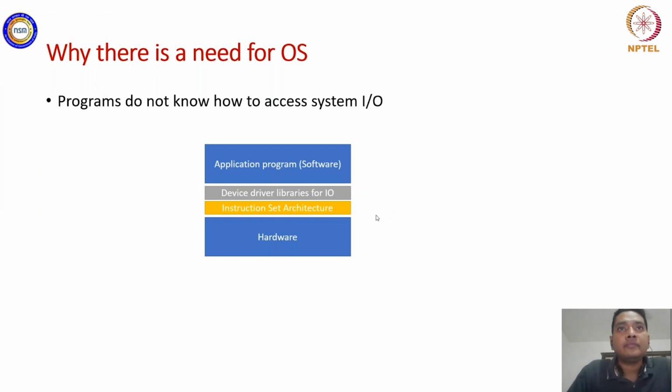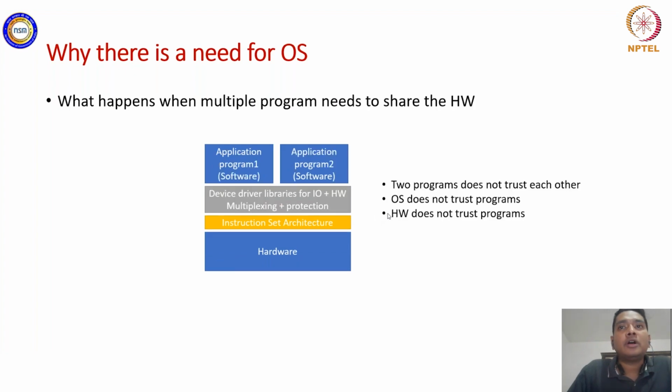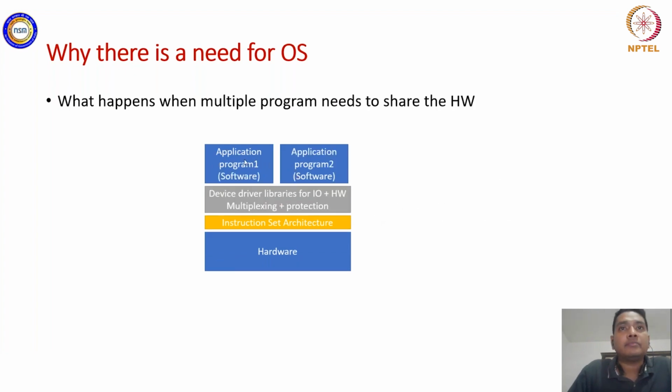Now, what if you want to run several programs, let's say program 1 and program 2, concurrently? That means at the same time you want to run several programs, so several programs need to access the CPU, the underlying hardware. Now they need some multiplexing, because if you want to run several programs concurrently, the underlying hardware will be multiplexed between these programs, software codes, or user applications.